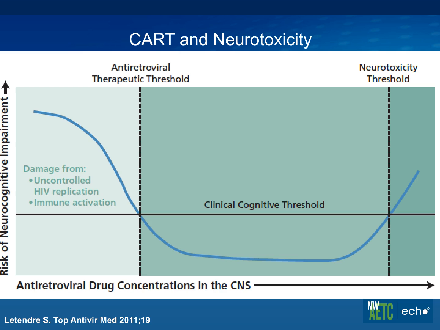and your risk of neurocognitive impairment is high. When you get to this sweet spot where the concentration in the CNS is optimal, your risk for cognitive impairment is low. But at some point, you get to a neurotoxicity threshold. The concentration is so high that you, again, have risk of neurocognitive impairment. And do we have data to support that?